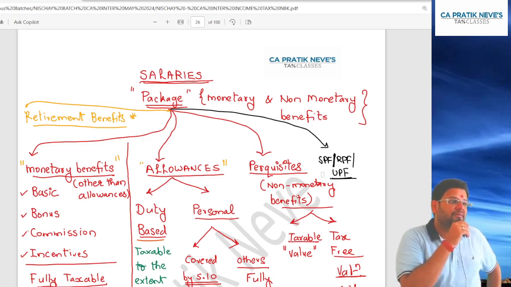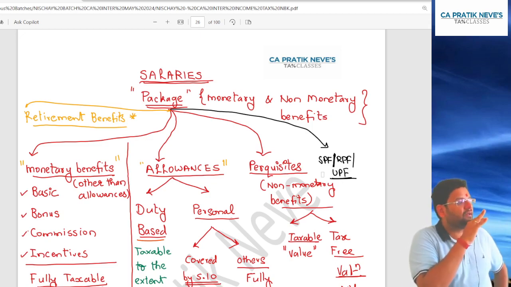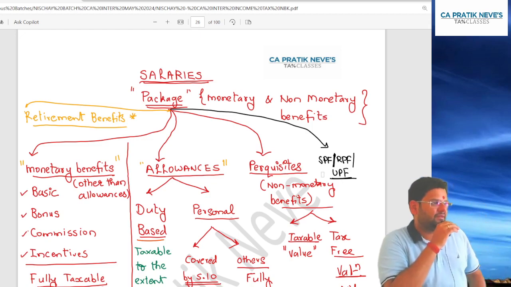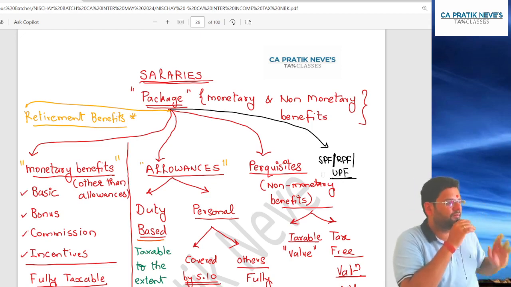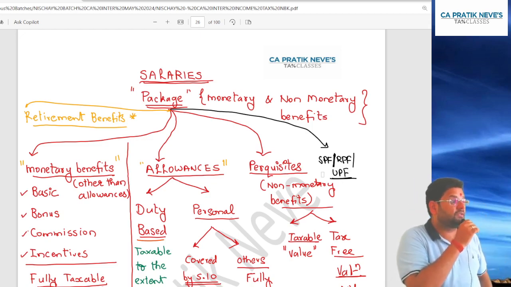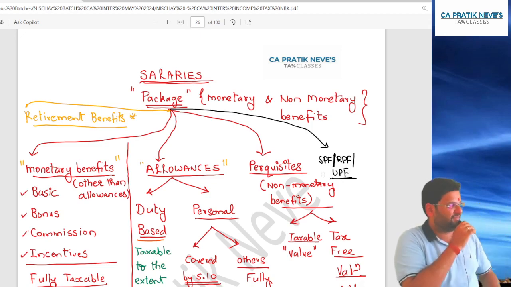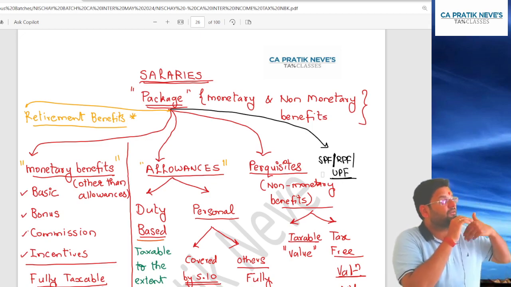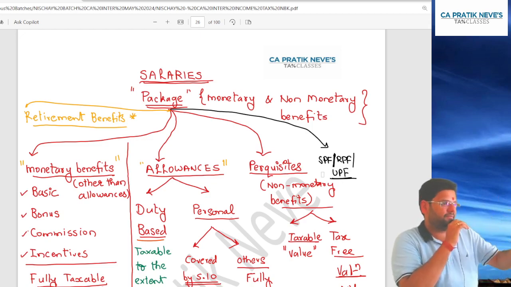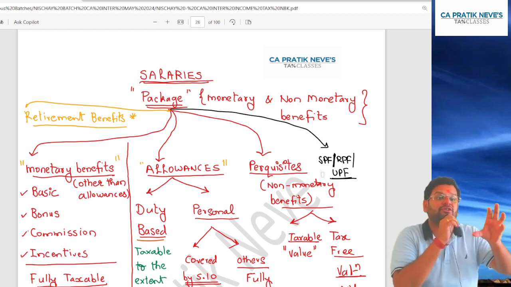Pension. These days it is out of fashion, but still you have to learn pension technically for a few years. Then it will be removed from income tax slowly, because certain employees still continue with pension. Pension is after retirement. And lastly, leave encashment.